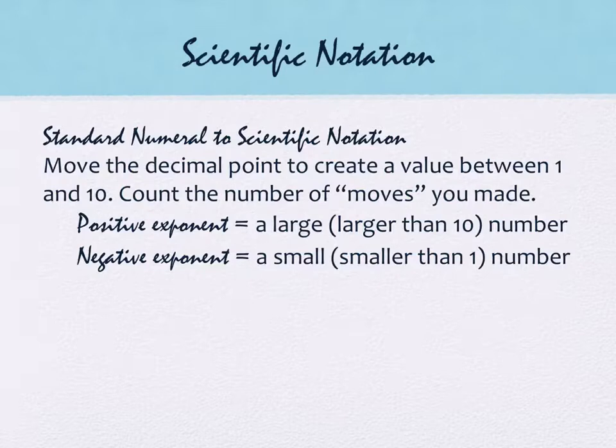So this is taking standard numerals, that number that's really big or really small, and turning it into scientific notation. You move the decimal point to create a value between 1 and 10, and count how many moves you made. If the number was a large number to begin with, something really big, then that number of moves as a positive number is your exponent. If the number originally was very small, then the exponent would be negative that many moves.